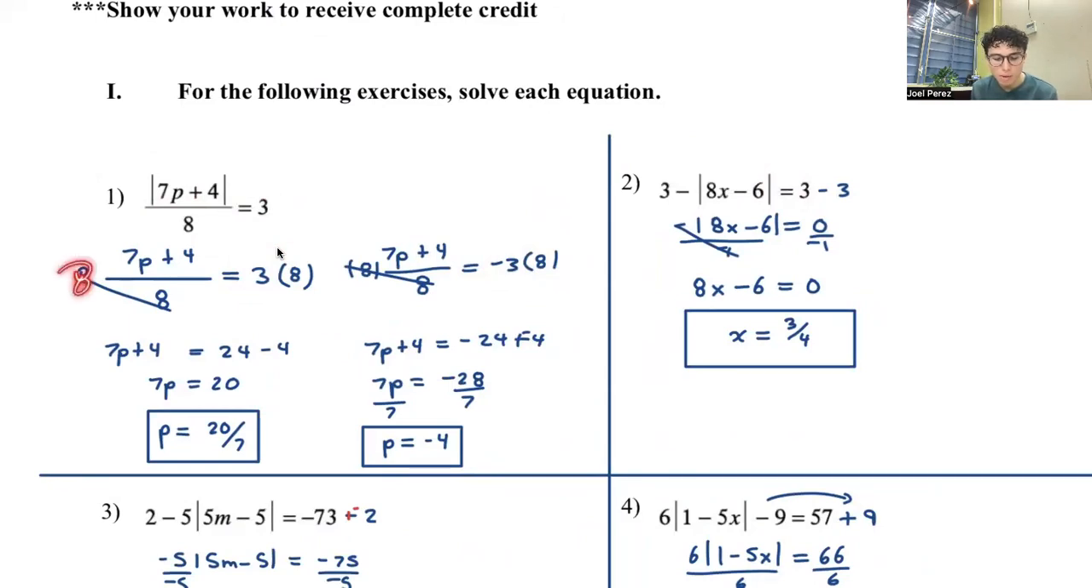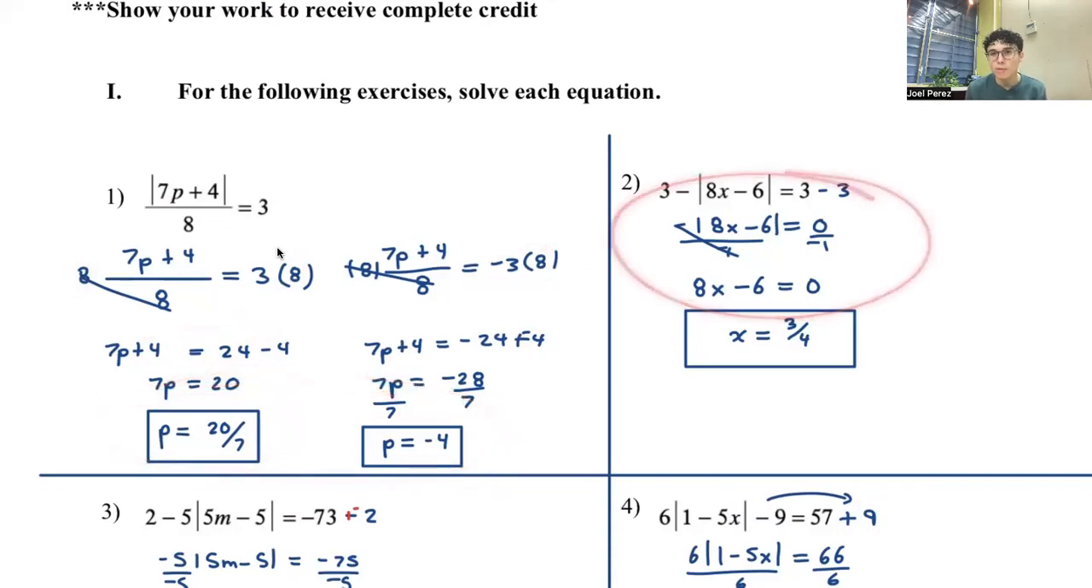You multiply by 8 on both sides, it will give you 24. Then you move the 4 to this side, it will be 24 minus 4. That will equal 20 over 7. That's the final value. And if you do the same process with the negative sign, it will give you p equals -4. So these are the values of the absolute value.